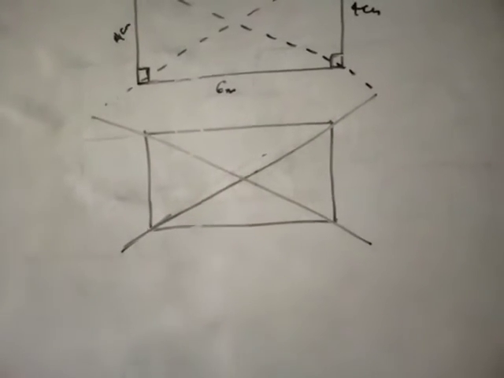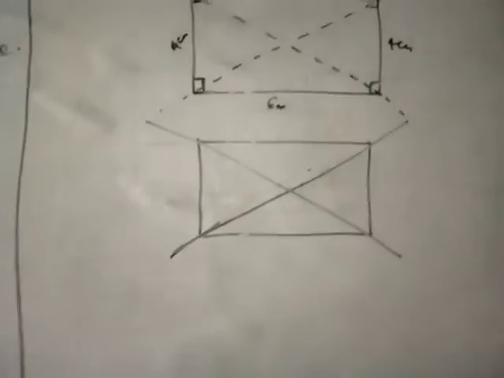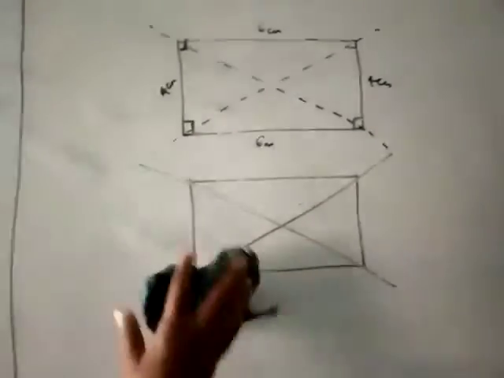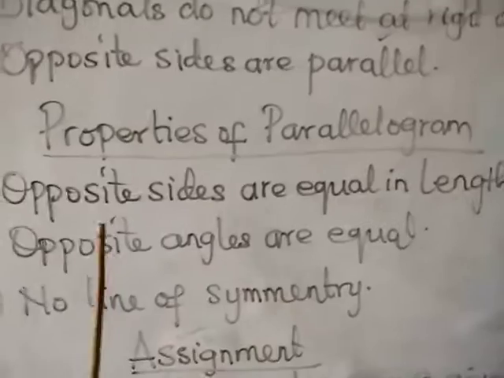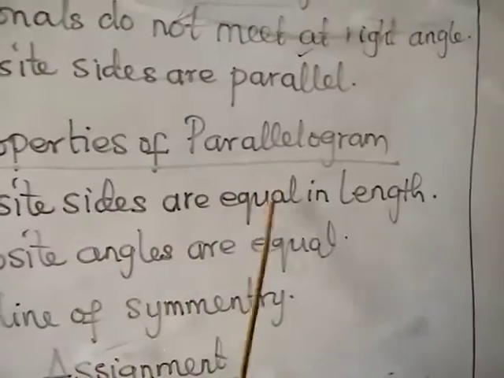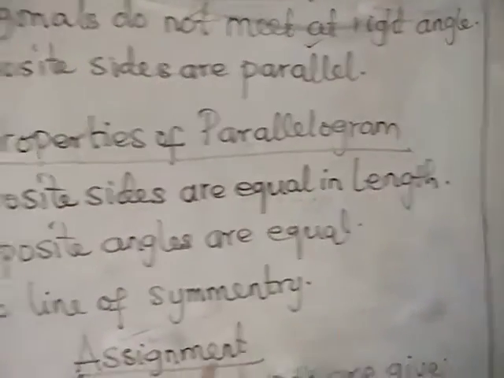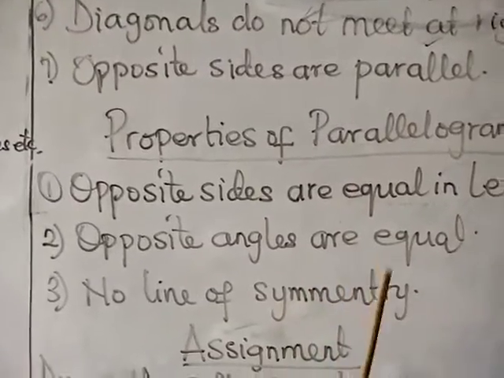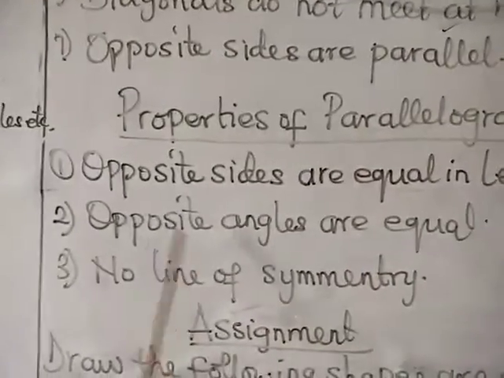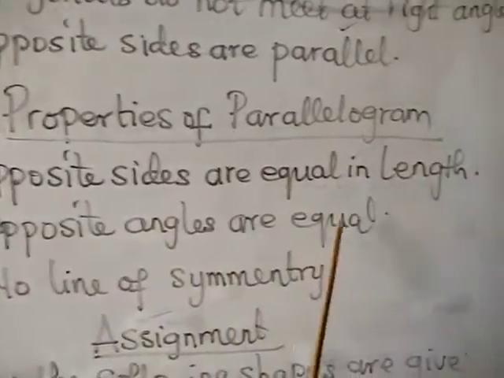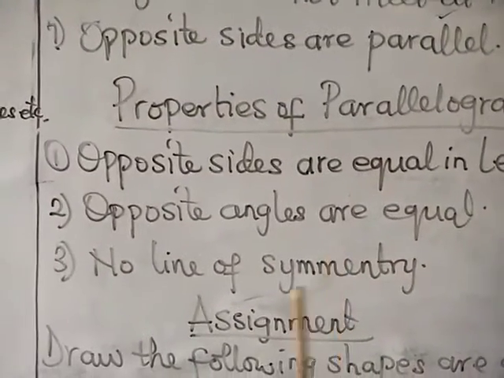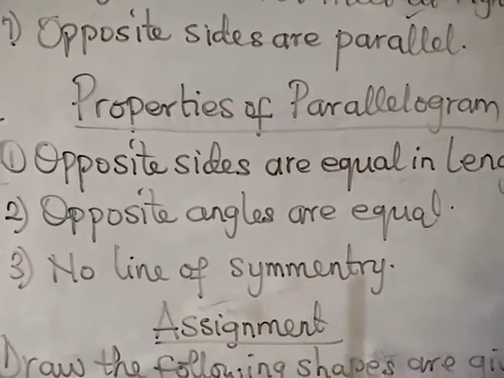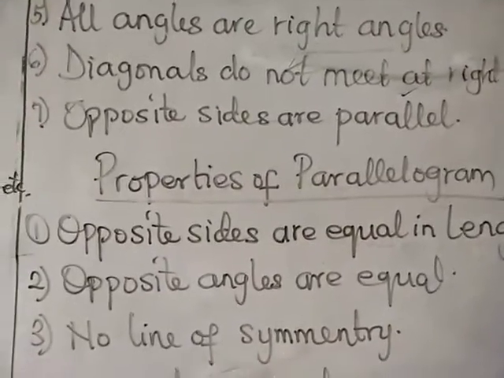So we now come down to properties of a parallelogram. Now, when we talk about a parallelogram, we said opposite sides are equal in length, while opposite angles are equal. No line of symmetry. It has no line of symmetry.